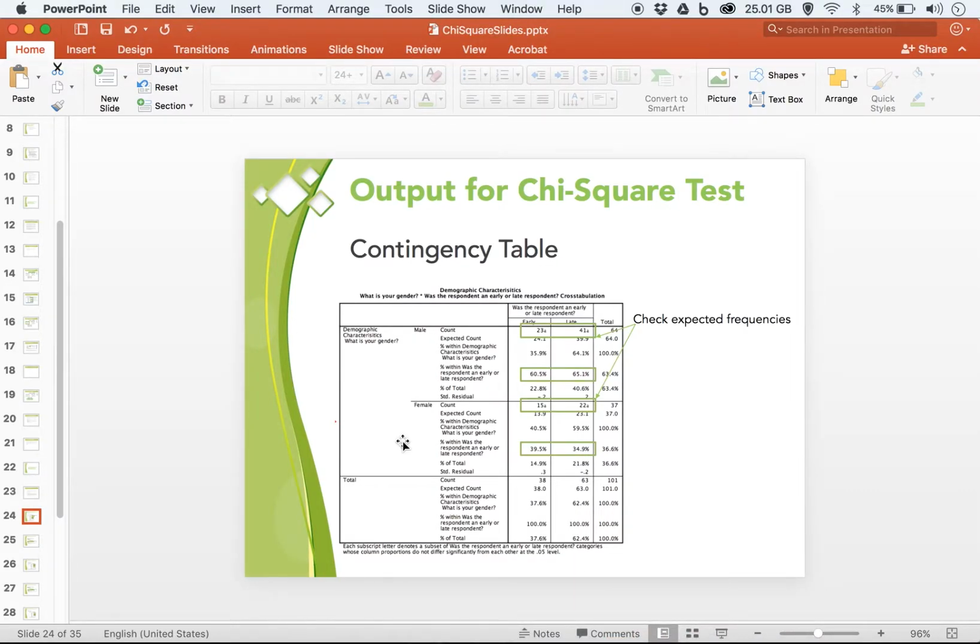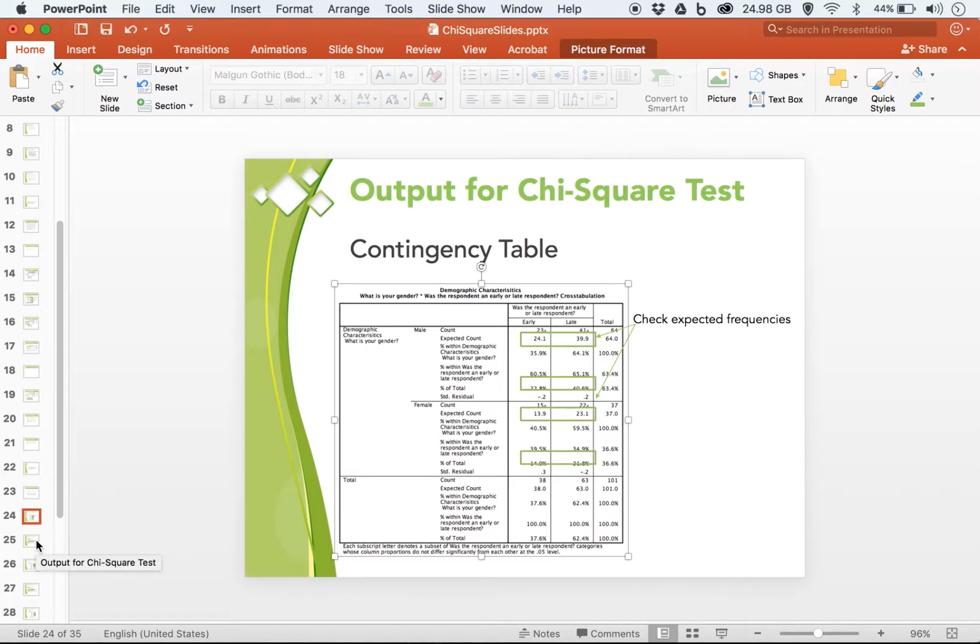And so here's the contingency table for the demographic characteristic of male versus female and whether the people were early or late. And we just double checked our expected frequencies. And you see the expected frequency count here. Slightly off just based on how the graph moved. But you'll notice that none of the categories are 5 or less. So I'm not really worried. Our percentages are good too. So we can move on. We know we've met that assumption.